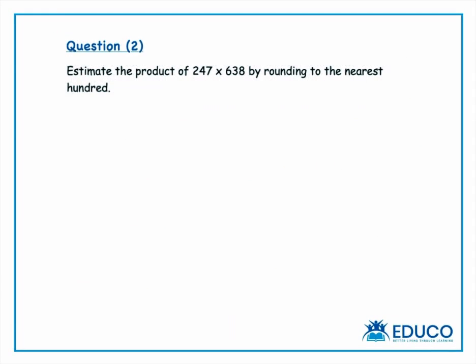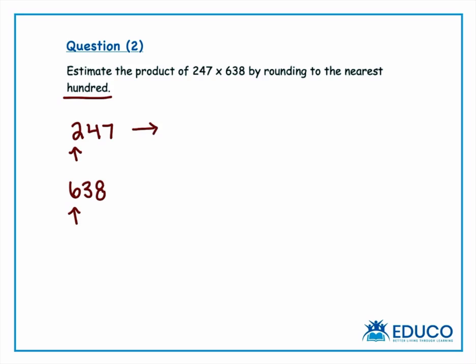Our next question is asking us to estimate the product of 247 times 638 by rounding to the nearest hundred. So that's the important part of this question, is that we have to round both 247 and 638 to the nearest hundred. So looking at our number, when I read 247, we know that the 2 is in the hundreds place. Same thing for 638. So when I round my numbers, I want to round to the hundreds place.